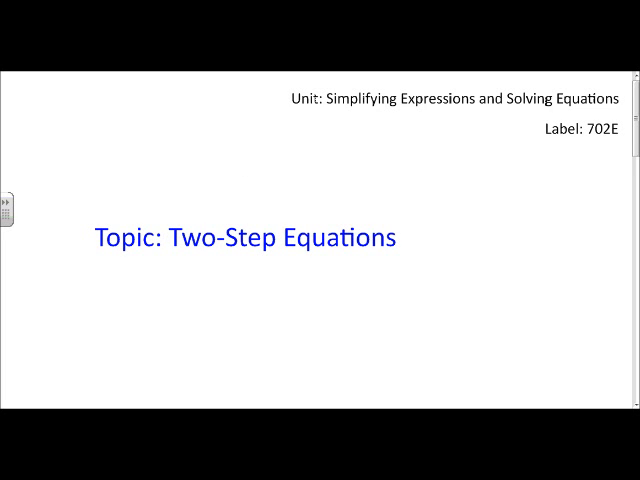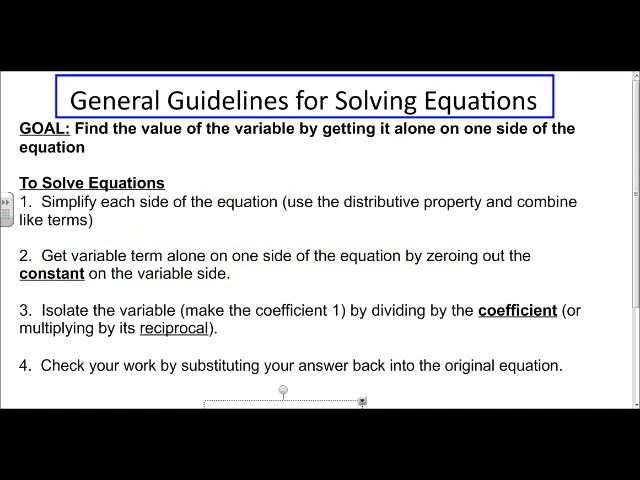In this video, we'll see how to solve two-step equations. Let's look at the guidelines for solving equations.